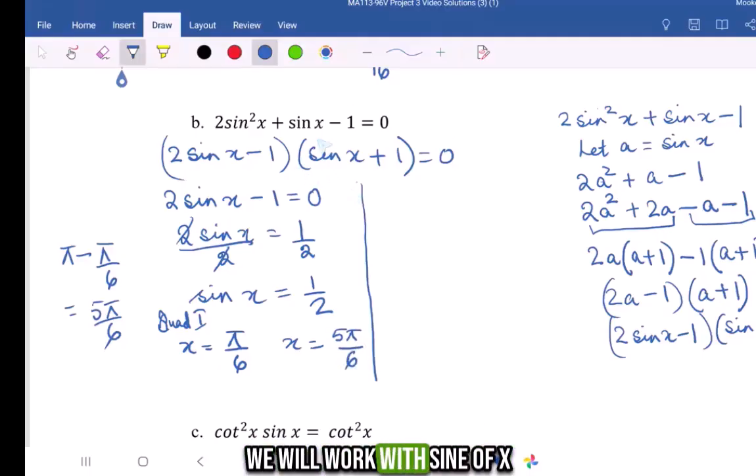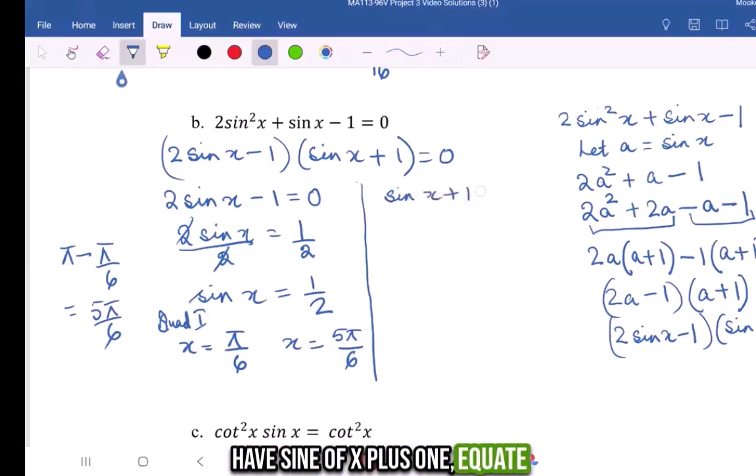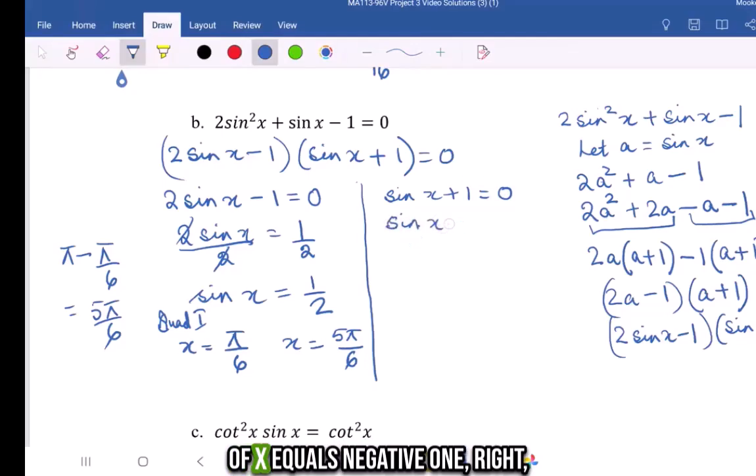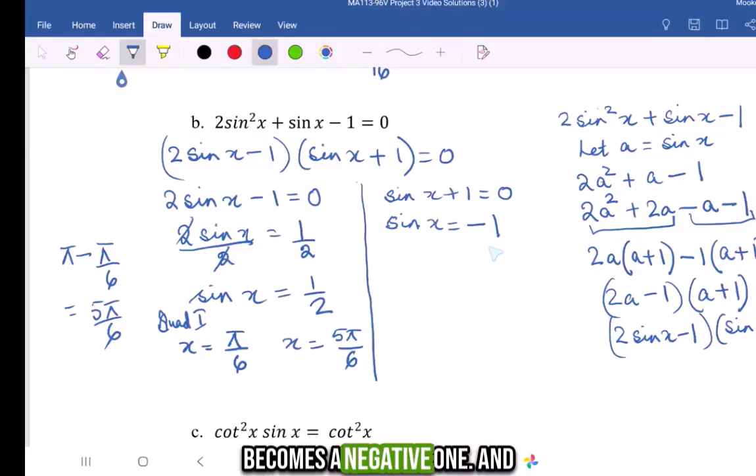Now we will work with sine of x plus 1 equal to 0. We have sine of x plus 1, equate that to 0. We have to solve for x, move the plus 1 over to the other side. We'll have sine of x equals negative 1, right? When we move the plus 1 over to the other side, it becomes a negative 1.